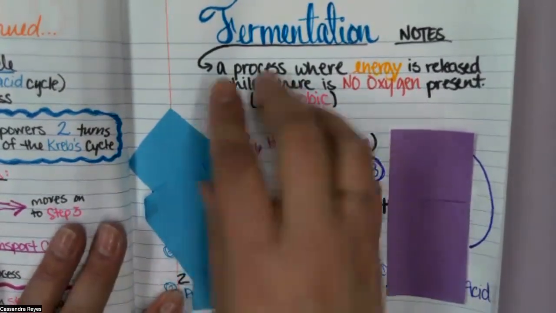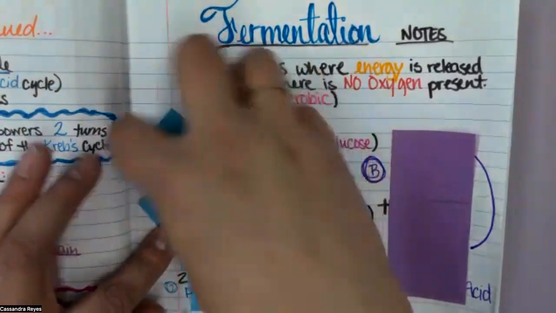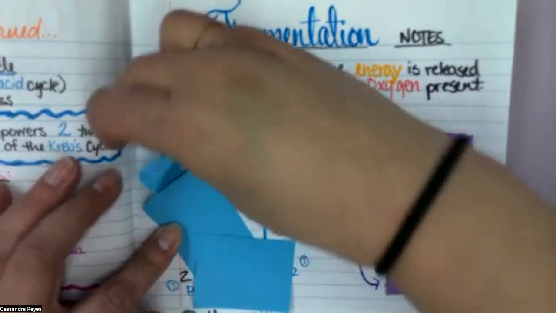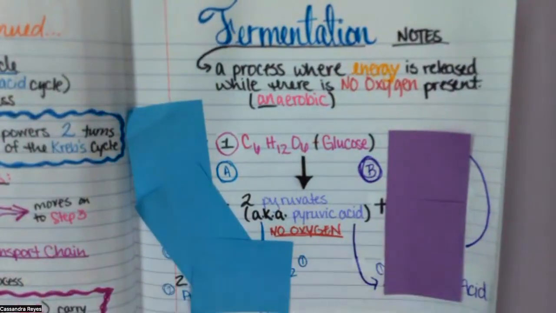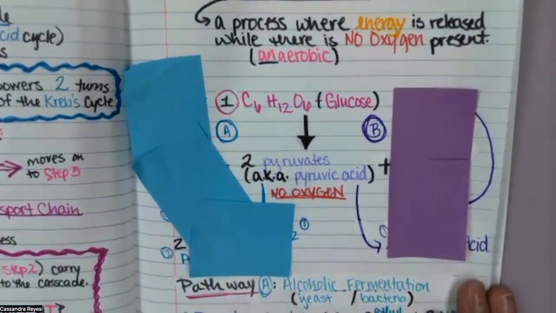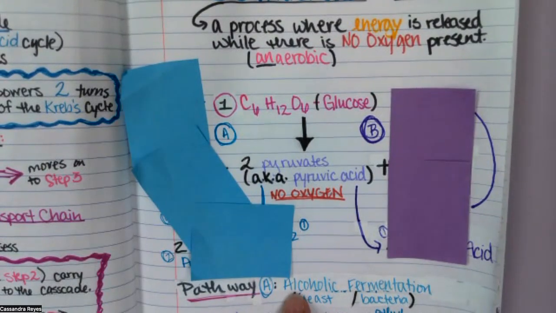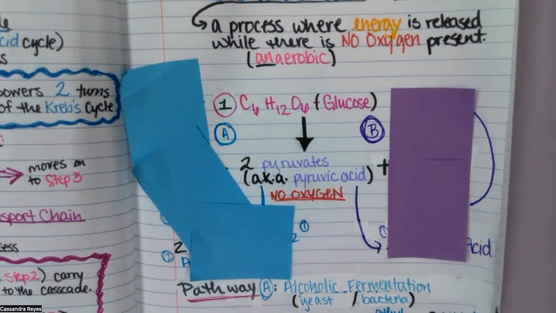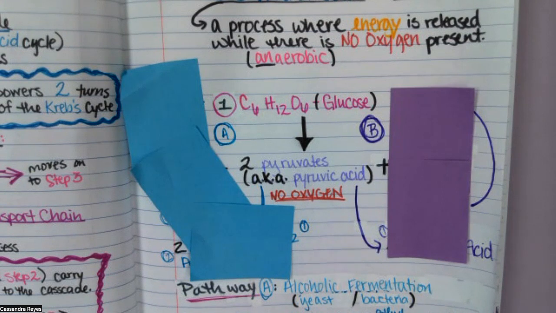Now, we're going to start with process A, which is the blue one over here. There it is. We're going to start with process A here on the left. This process A, pathway A, is known as alcoholic fermentation, and alcoholic fermentation is going to happen if you happen to be a yeast or a bacteria.